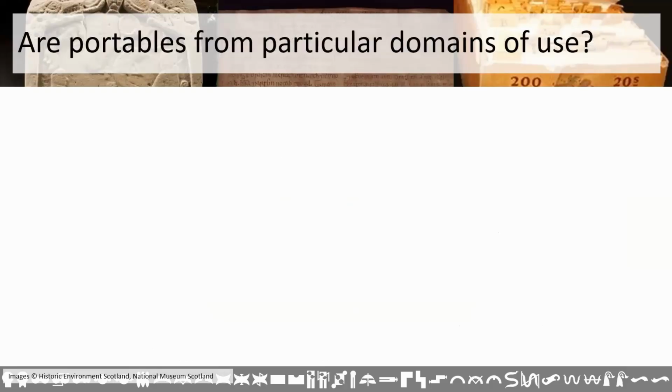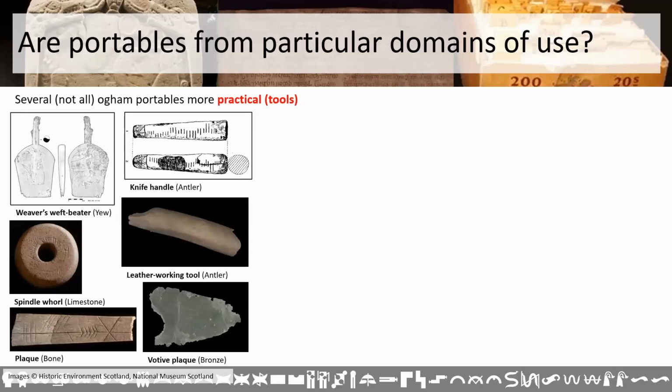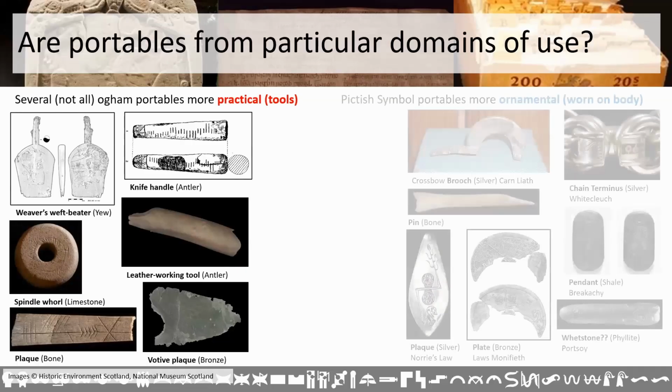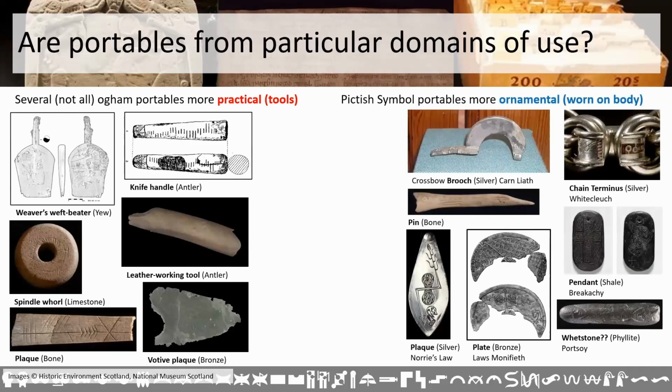A final question about the domains of use of particular portables. If we look at Ulm to begin with, we see that several, but obviously not all, Ulm portables do seem to occur on more practical tools. So over there we've got a weaver's weft beater inscribed with Ulm. We've got a knife handle, a leatherworking tool, a spindle whirl, all a bit more practical than you might expect the Pictish symbols to be borne on.